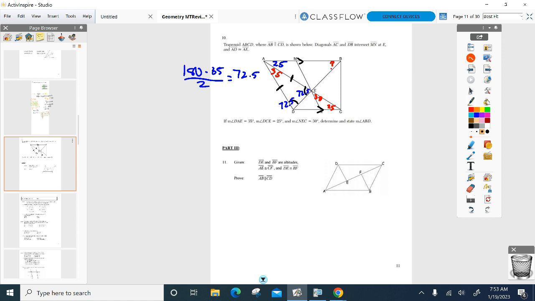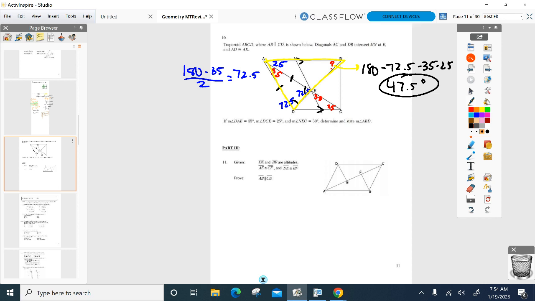All right, now finally, I'm going to get that big angle by taking triangle ABD. Do you see how I know 2 out of the 3 angles now? So to find my missing angle, I'm going to do 180 minus 72.5 minus 35 minus 25. So here's angle 1. Here's angle 2. Now I'm finding angle 3. 180 minus 72.5 minus 35 minus 25. 47.5 degrees.